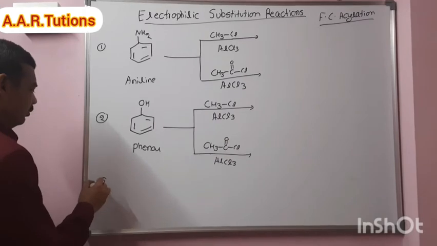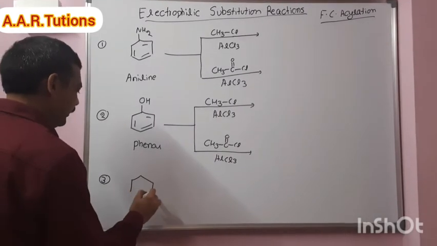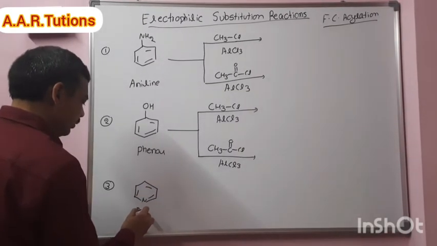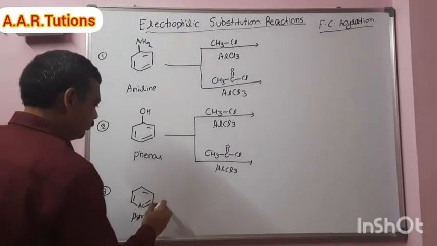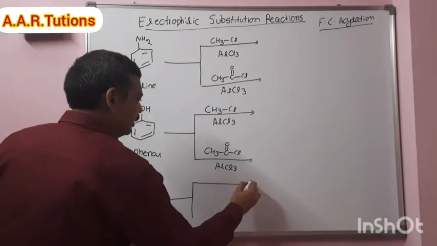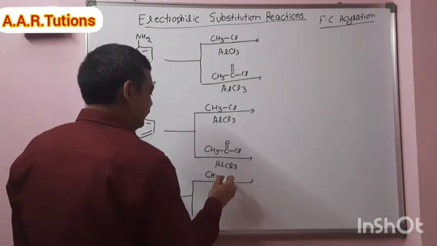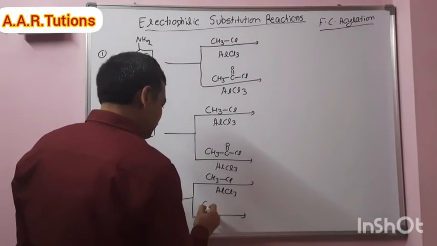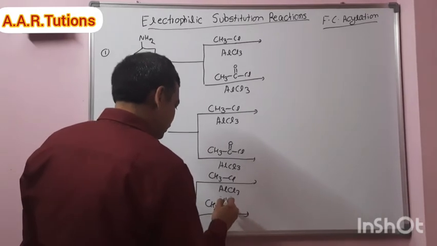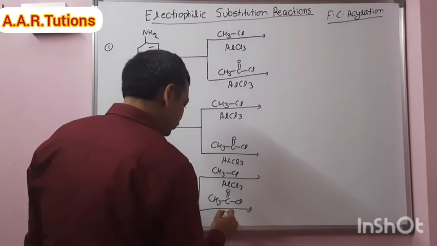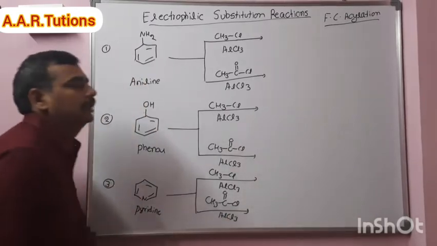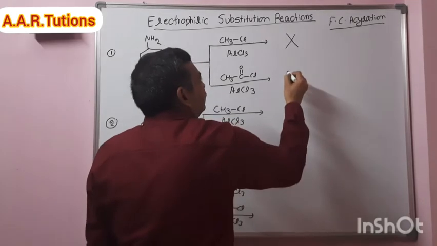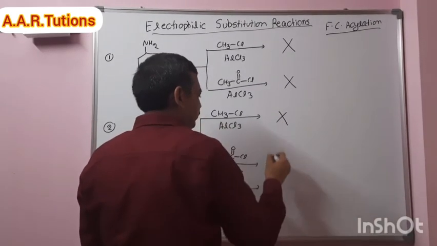Question number 3. Write the product formed when pyridine undergoes Friedel-Crafts alkylation and acylation: CH3Cl in presence of AlCl3, and CH3COCl in presence of anhydrous AlCl3. Right. Now, no product forms, no product, and no product.